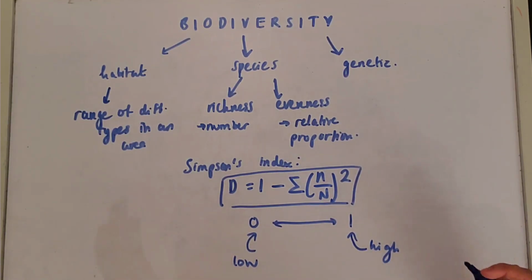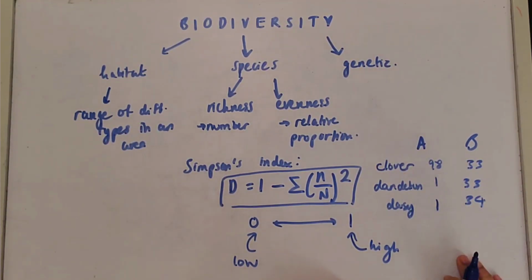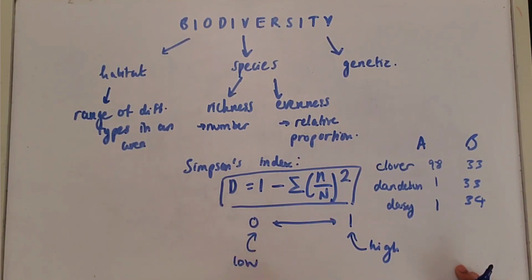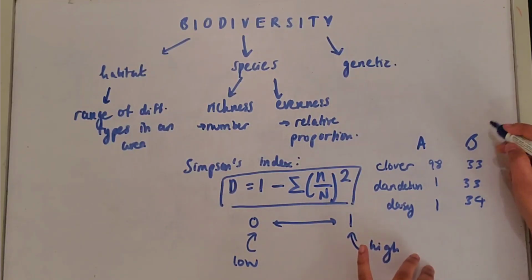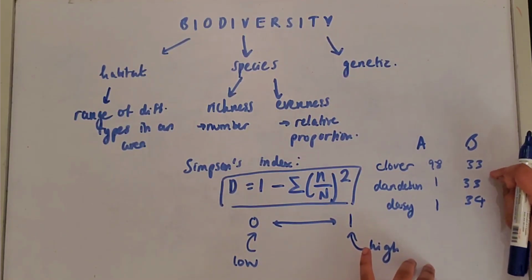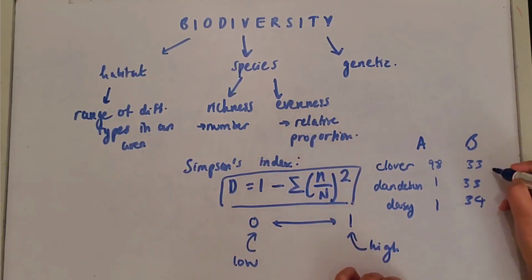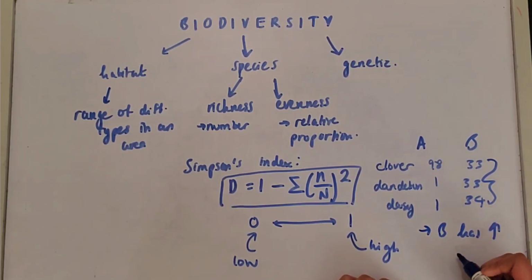So what I'm going to do is show you an example. There we go. So consider 2 fields in which both of them have clover, dandelion, and daisy. They both have the same species richness because both fields have only 3 species of plants. However, they have different evenness. Now, as you can see for field B, the numbers are more even. So if we were to draw these on a bar chart, the heights for this field would be a lot closer together. So this means that field B has a greater species evenness.